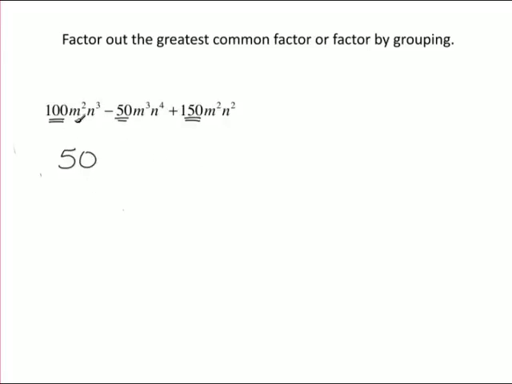We do the same thing with the different variables. So for this one we have an m squared, m cubed, and m squared. So we take the smallest one from there, so we get m squared. And then we do the same thing with the n's. We have n cubed, n to the fourth, and n squared, so we're going to pull out an n squared.